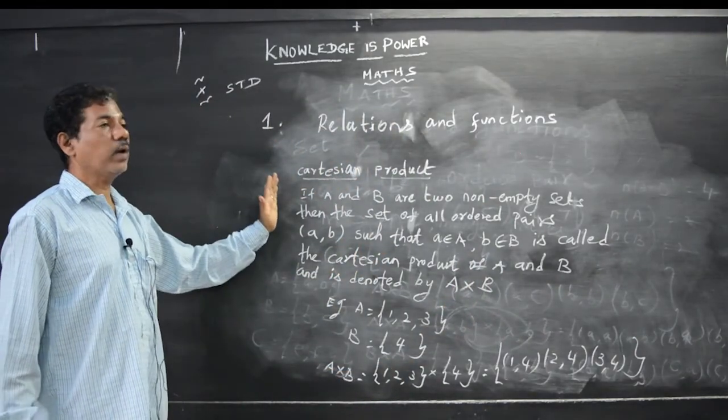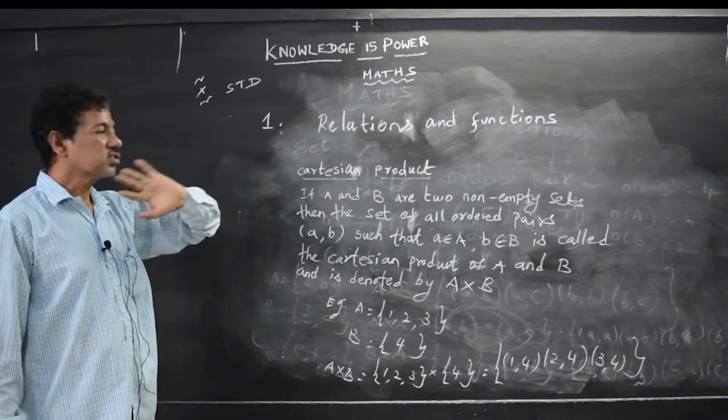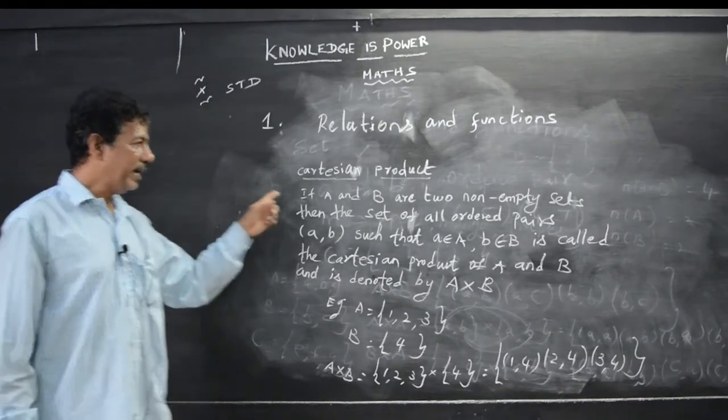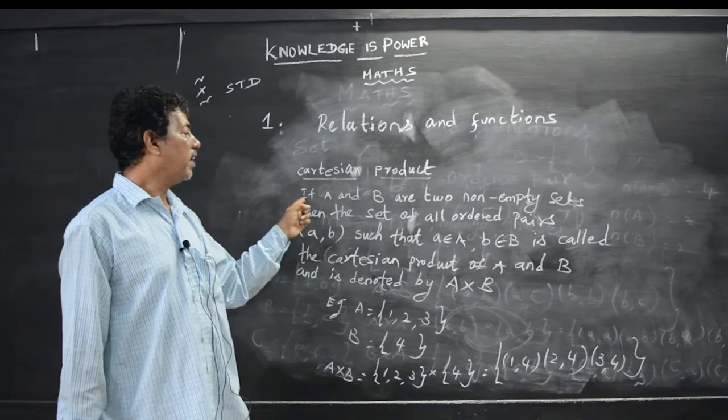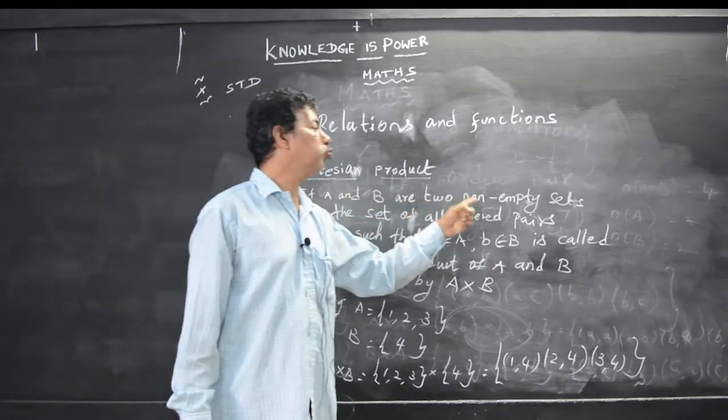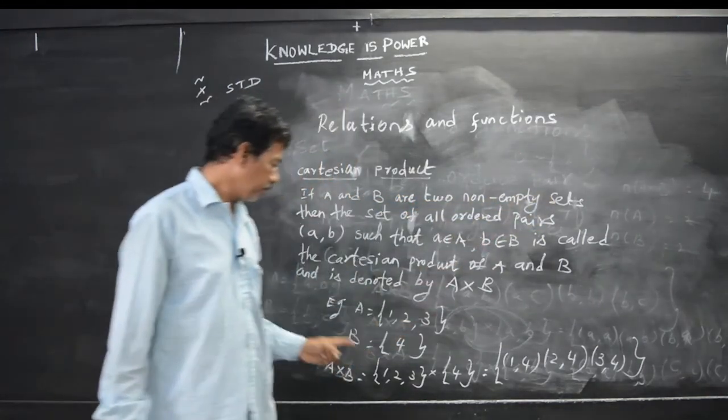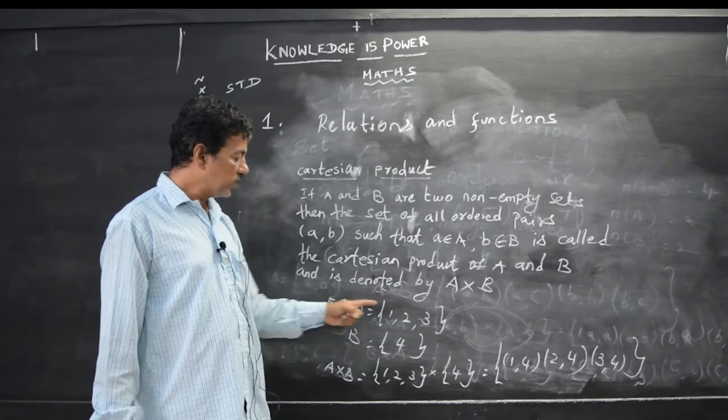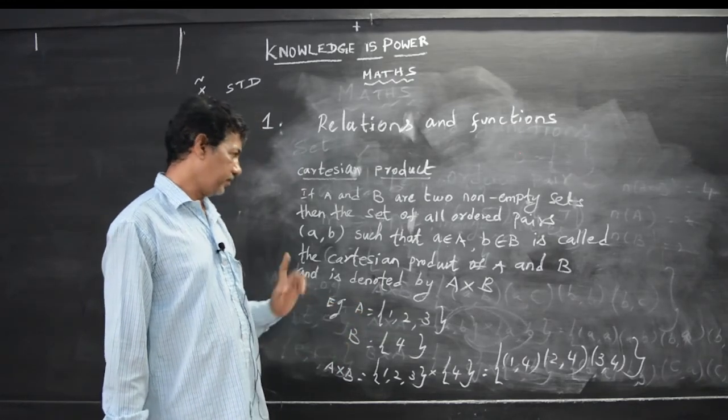So if you understand this, we move on to certain sums. Clearly, once again I repeat: if A and B are two non-empty sets. So this is an example; it is called a non-empty set.